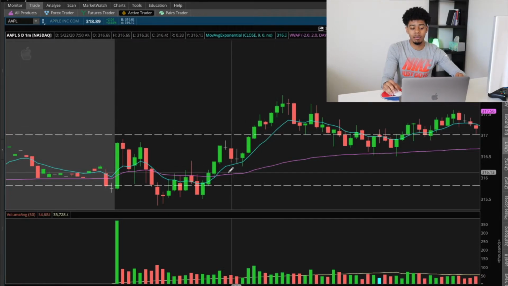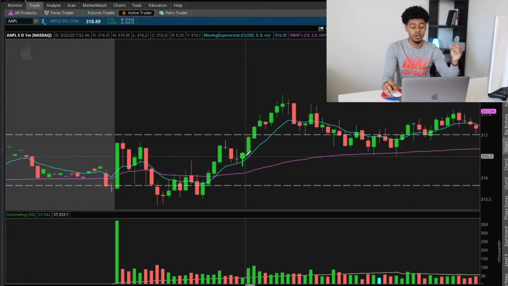And we can see when it's on an uptrend, it's trending above that EMA line very nicely. And we can see when it wants to make a higher high or a higher low, like right here, it bounces off of that EMA line.